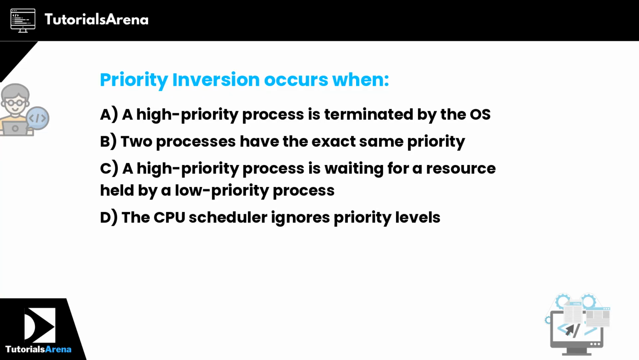Priority inversion occurs when. The correct answer is option C. A high-priority process is waiting for a resource held by a low-priority process.